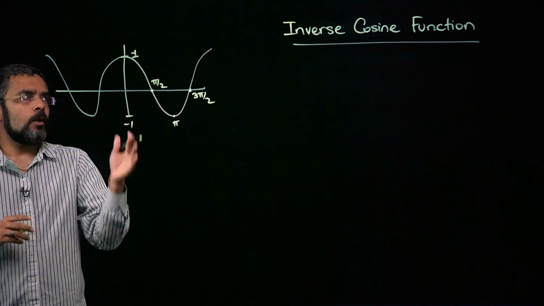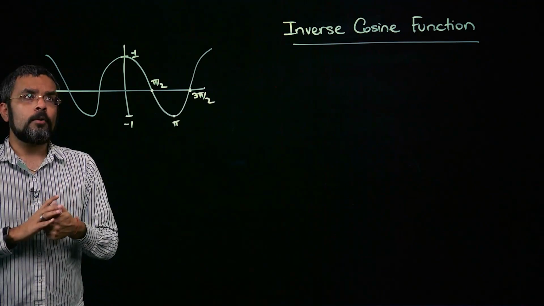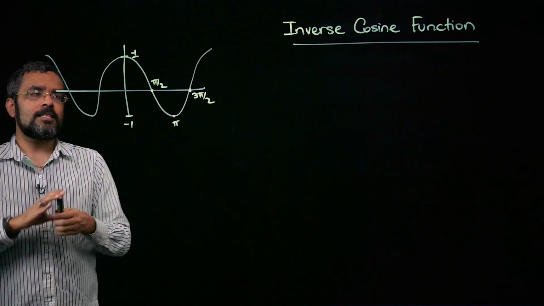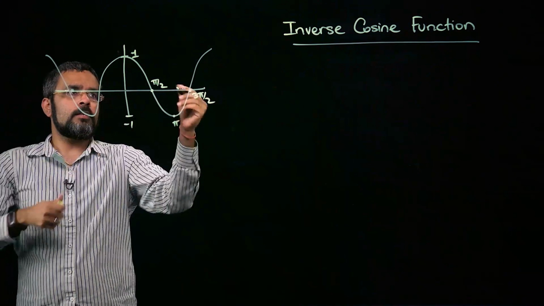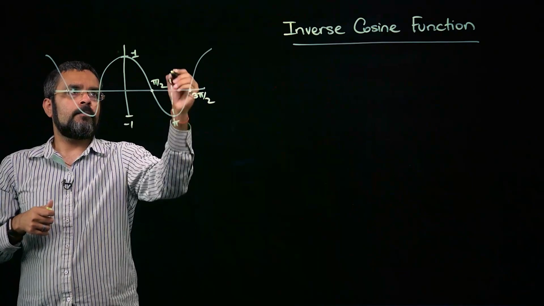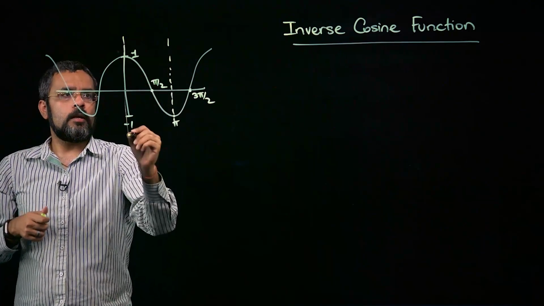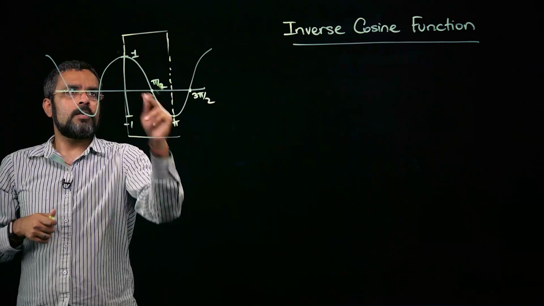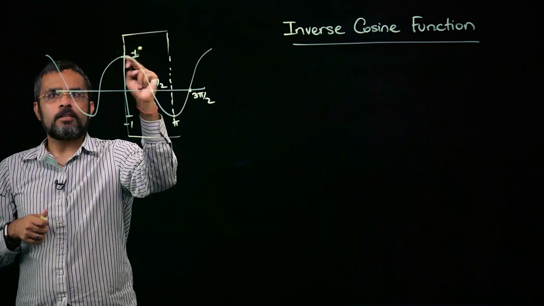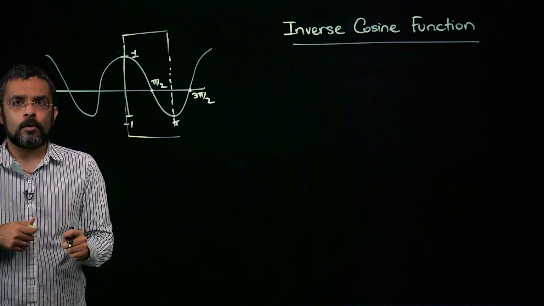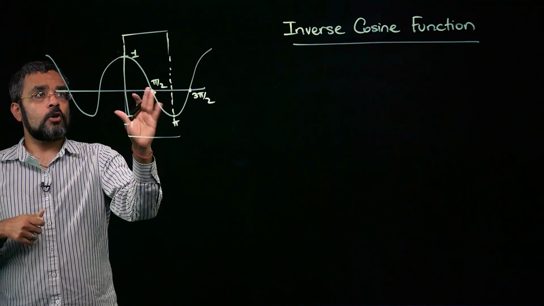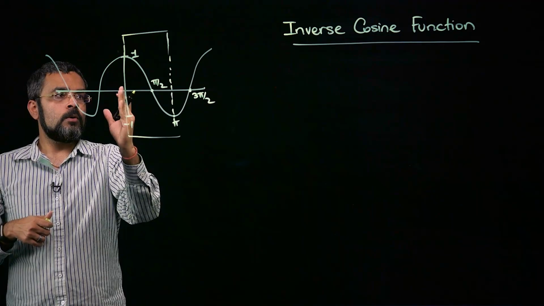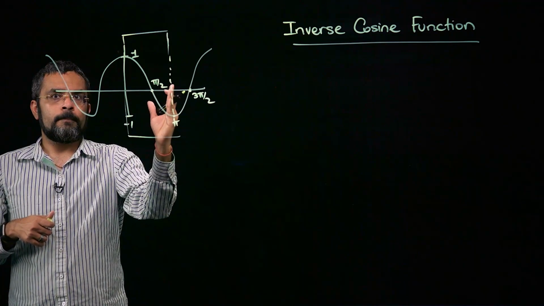Okay, so again, this is not a one-to-one function because it fails the horizontal line test, right? So how do I find the inverse of this function? Well, I'm going to restrict the domain again. And just like sine, if you look from 0 to pi, in this window over here, we see that it's a one-to-one function and it assumes all possible values between -1 and 1. Okay, so we're going to restrict our domain from 0 to pi.